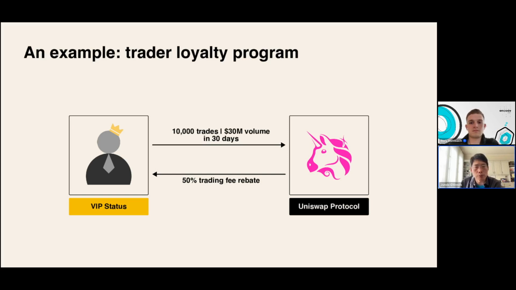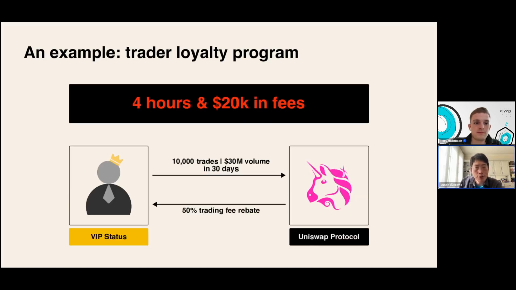And based on the volume, the protocol might decide to give different VIP tiers, right? Like gold, platinum, diamond, and then give them some fee rebate as an incentive. But it turns out if you want to do that purely on-chain, it's ridiculously expensive. Most projects say, no, we cannot afford this.